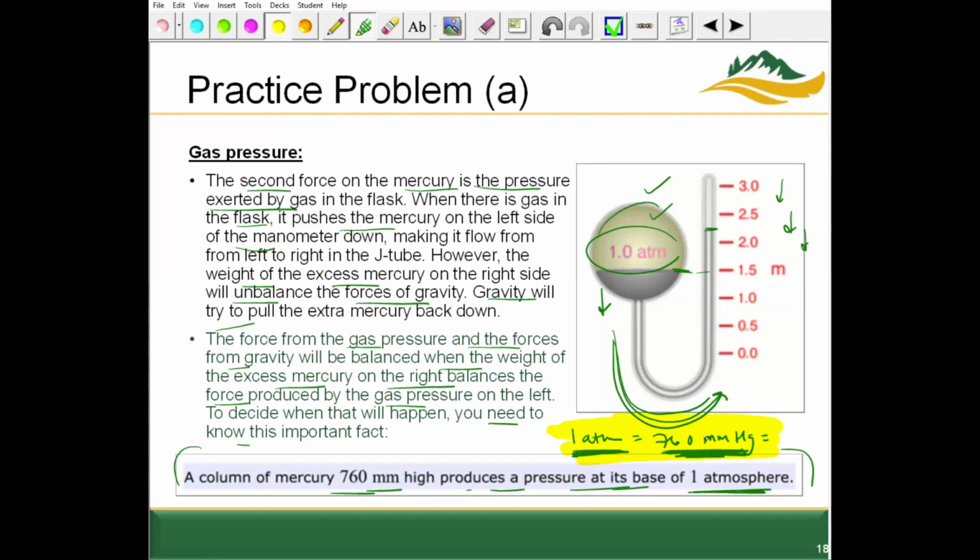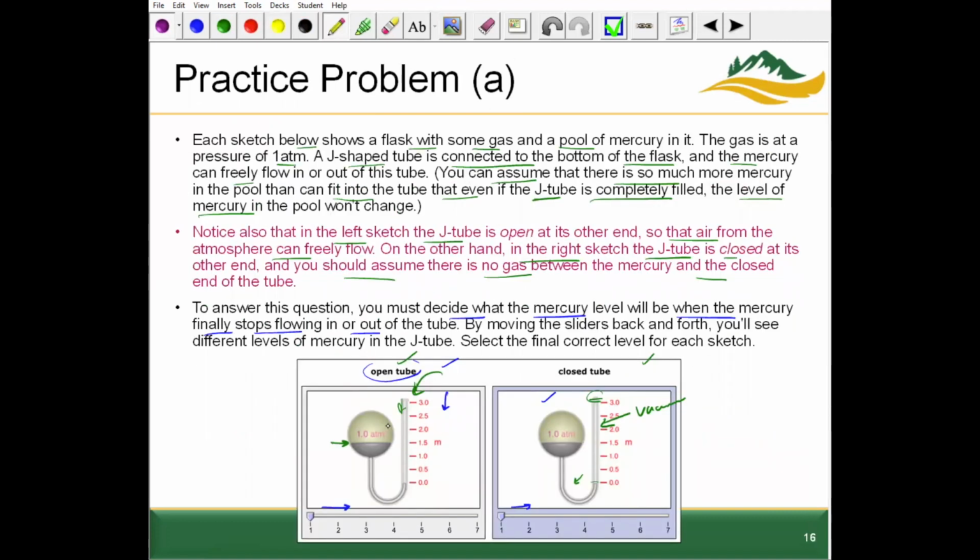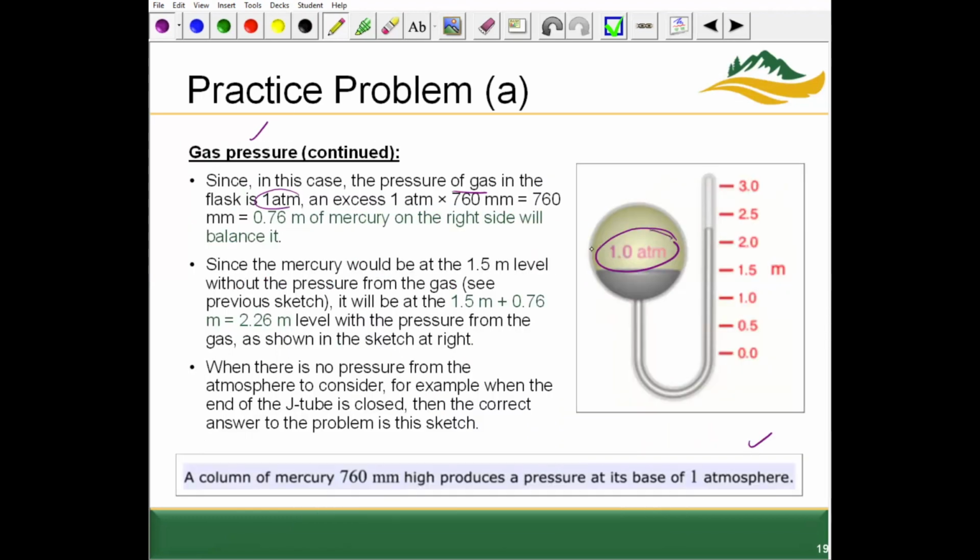So we talked about the gravity pressure as well as gas pressure now. Now, continuation of gas pressure, here's the same fact down here. In this case, the pressure of gas in the flask is 1 atmosphere, we were told that in our initial practice problem here. So here, this pressure of the gas is 1 atmosphere. So 1 atmosphere, we know that's equal to 760 millimeters of mercury.